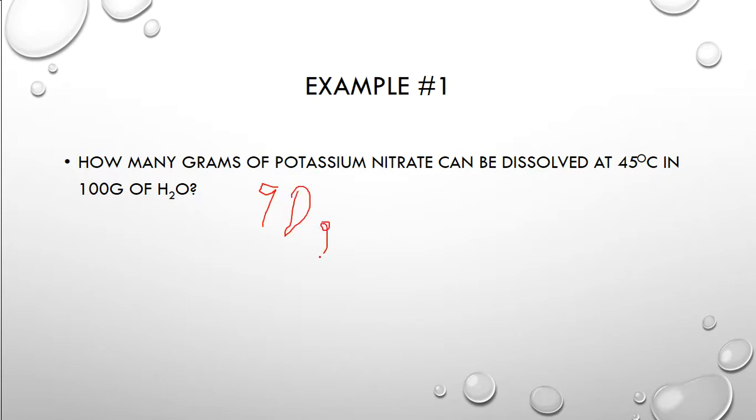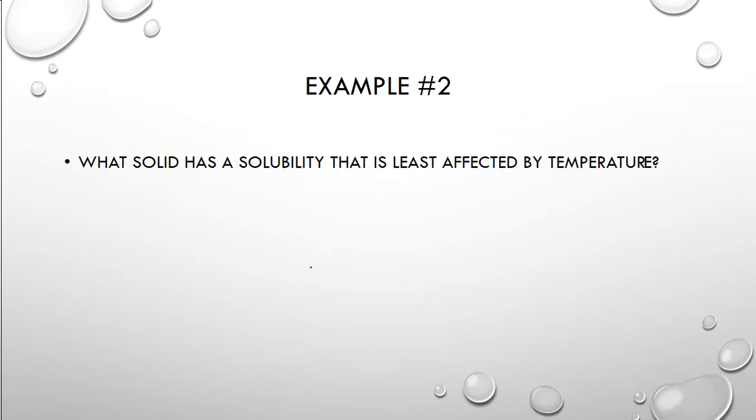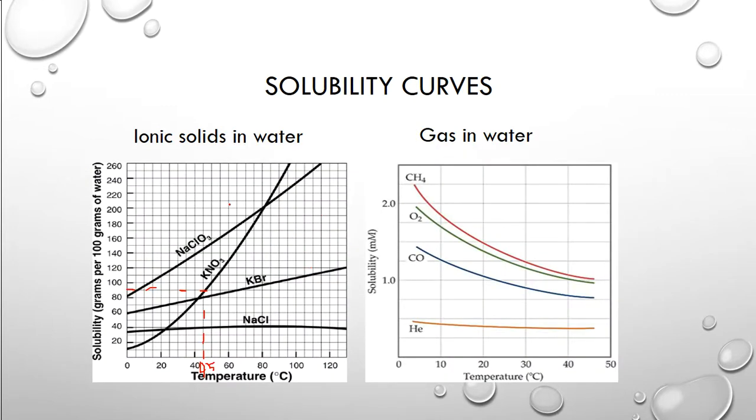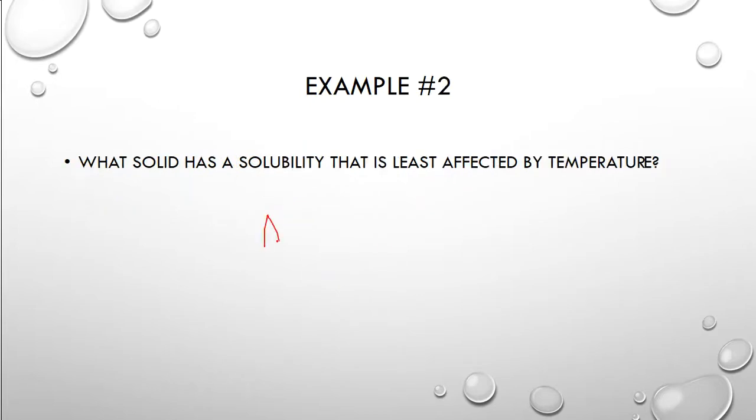And that's what we've got to do for these kinds of problems. So let's look at the next one. What solid has a solubility that is least affected by temperature? So let's take a look here. Which of these four solids is least affected by temperature? As you increase the temperature, the solubility doesn't really change. If you take a minute to think about that, the potassium nitrate is increasing, the KBr is increasing, but the sodium chloride is really not increasing much with temperature. So the answer would be NaCl is the solid that does not really seem to be affected much by temperature. All right, so you can try to do the rest of these from the packet on your own.